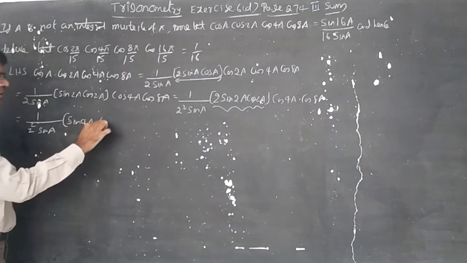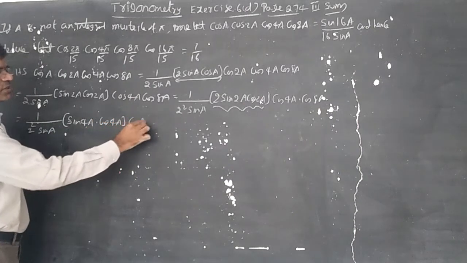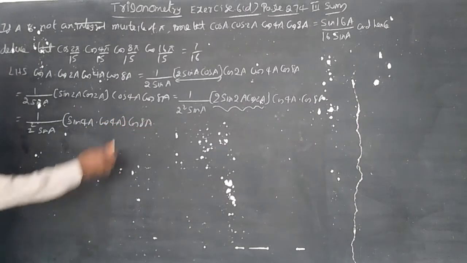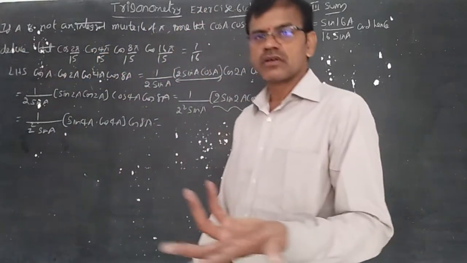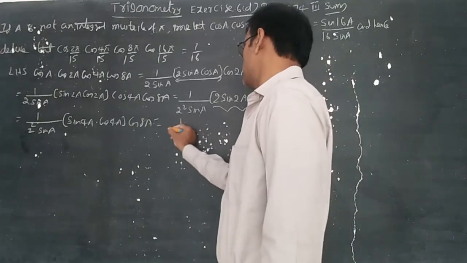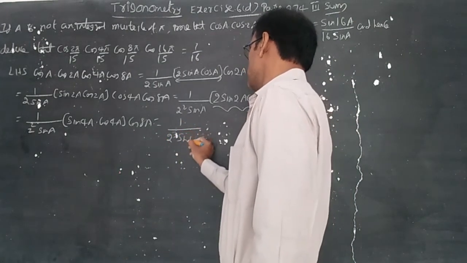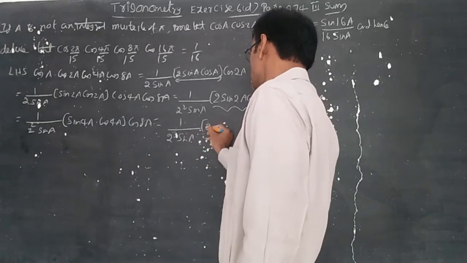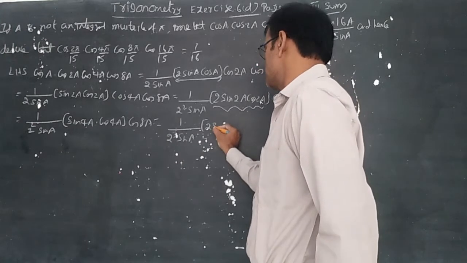sin 4A cos 4A side by side. Next term cos 8A. Here you can observe that every term is reducing, and once again you multiply and divide with 2. It becomes 1 by 2 cube sin A, the denominator will not change, of course, only the numerator you change.